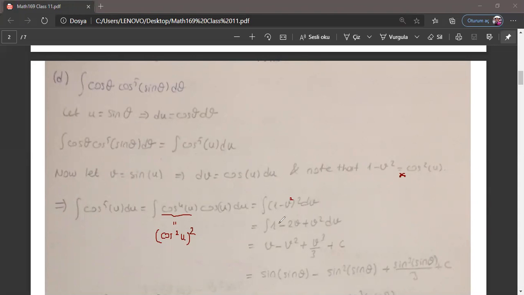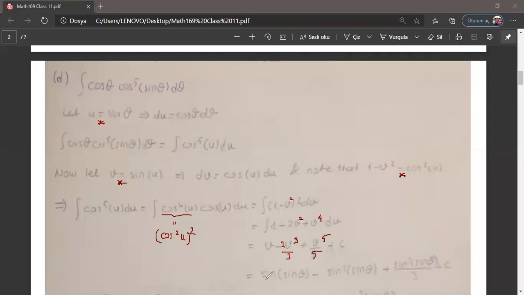So here, what do we have? We have 1 minus 2v squared, and v to the 4. Now we have v minus 2v cubed over 3, and v to the 5 over 5, plus some constant. Now we know v is equal to sin u, and u is equal to sin theta.